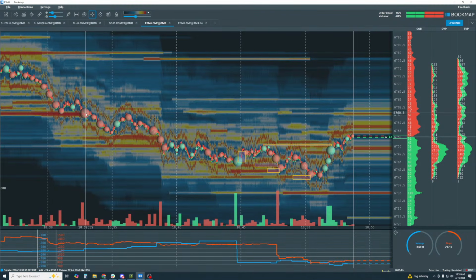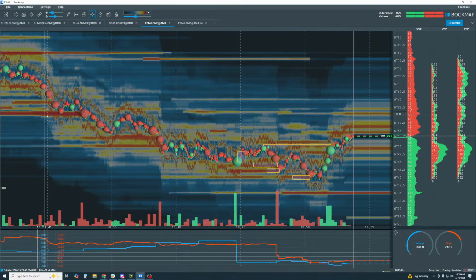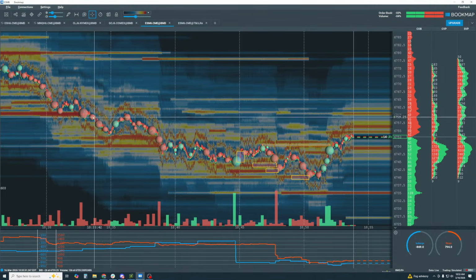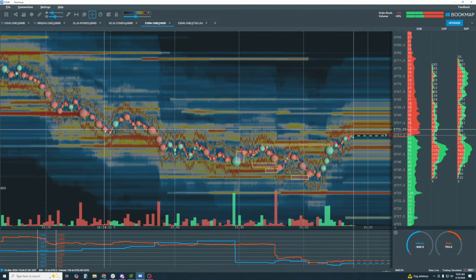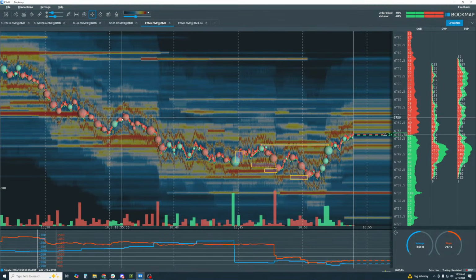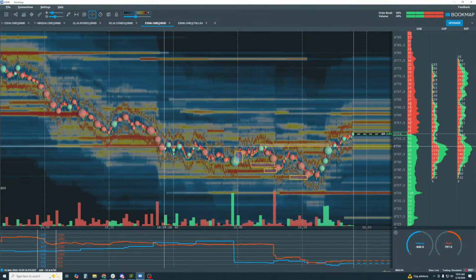This one here, this high liquidity in here, sellers hit it and traded through it. And look at the size of the dots in here. Okay, there's still sell side pressure in here. Okay, small pullback, sell side pressure in here.